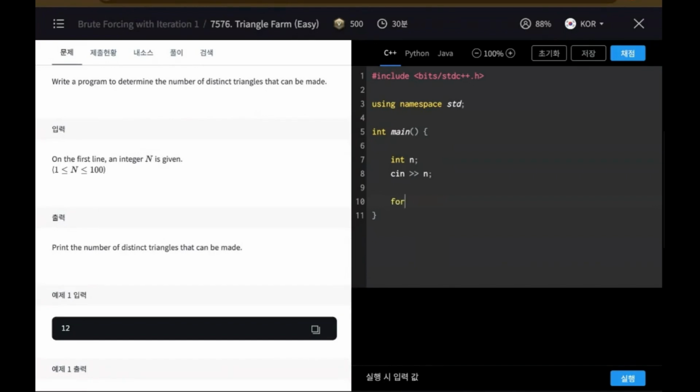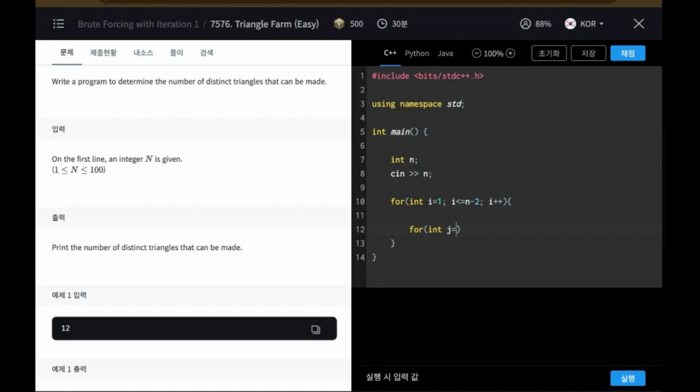So for example, I can say that's going to be my first side of the triangle. That can be from 1 all the way up to n minus 2, because the two other sides need to be at least 1, right? And I can increase that by 1. So each of the cases in here is going to be a case where one of the sides of the triangle is i. Then I can have another side.